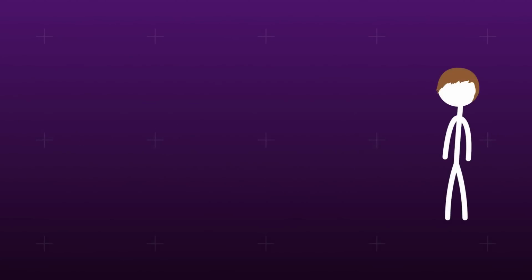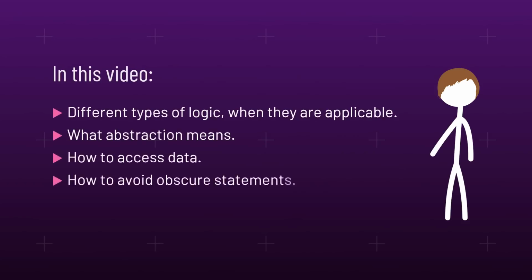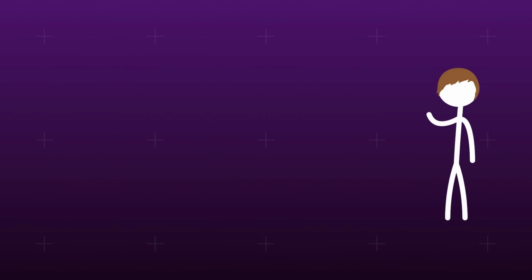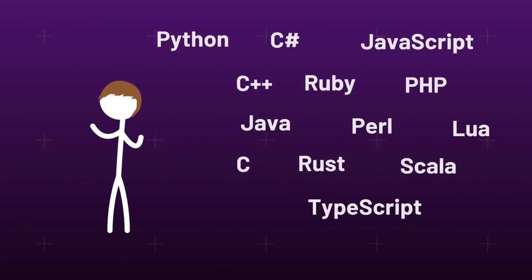At the end of this video, you should have a basic understanding of the different types of logic and when they are applicable, what abstraction means, how to access data, and how to avoid obscure statements. This is something that you should ideally watch before starting a beginner's course on a language of your choice. The intention of this video is not to teach you how to code in a specific language, but to introduce you to important concepts that will help you with any language you choose. Keeping this in mind, I've tried to write this video in a way that's not specific to any particular language to make it viable as an addition to any course.